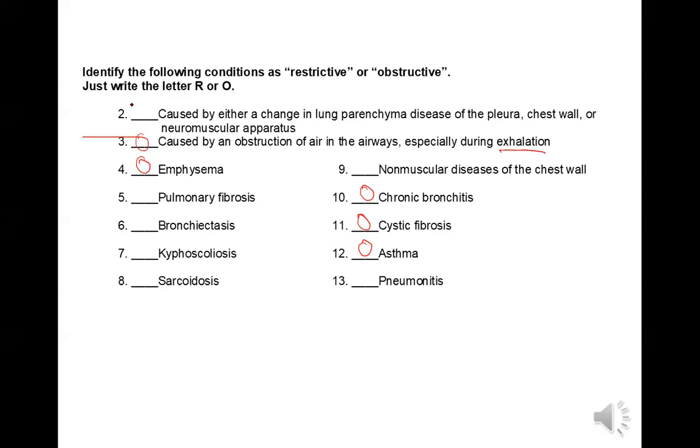So everything else is restrictive, like changes in the pleura, bringing air in. Pulmonary fibrosis, that could be asbestos or something that causes interstitial fibrosis in the airways. Bronchiectasis is very acute constriction of the bronchi, which restricts the air coming in. Change in your spinal curve, which can compromise your respiratory system, is more restrictive. Sarcoidosis, which is granulomas, like connective tissue disease, makes it hard to get air in, so that's restrictive. Other non-muscular diseases of the chest wall are restrictive. And pneumonitis is more about your pneumonia, right? Pneumonia is more restrictive all the time.